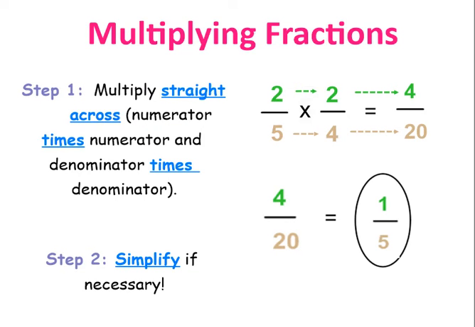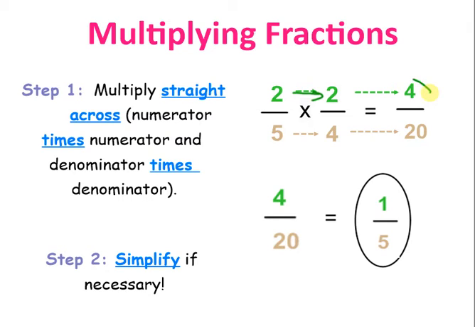All right, so multiplying fractions at its root is actually pretty simple. If I have the problem 2 over 5 times 2 over 4, and I need to multiply it, all I have to do is multiply straight across. 2 times 2 is 4, 5 times 4 is 20. And it really does not get much more complicated than that.